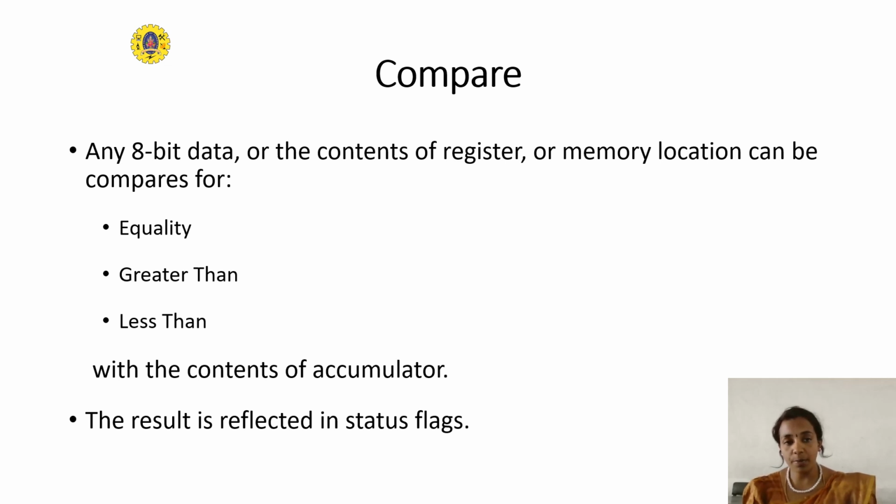Next one is the compare operation. Any 8-bit data or the contents of a register or memory location can be compared for equality. If we compare two data, it can be less than, equal to, or greater than the contents of the accumulator. So two things would be compared: one is the accumulator and the other is the contents of the register pair or the memory location. The result would be stored in the status flags.